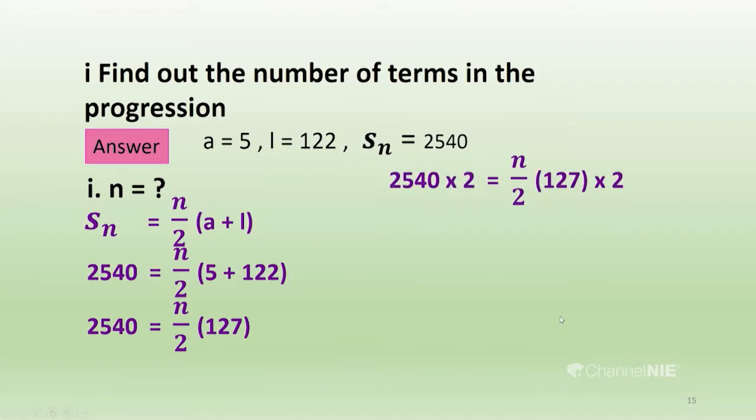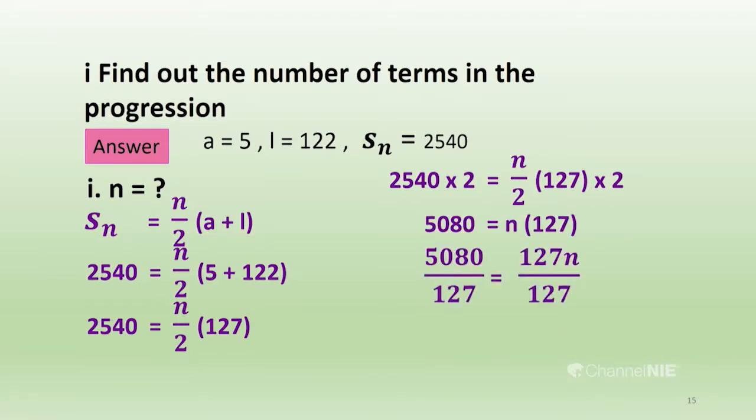Then here, 2540 equals n over 2 times 127. Then we have to simplify that denominator too. How do we simplify it? By multiplying both sides, right and left, by 2 to remove that 2. Then we get 5080 equals n times 127. Like that we can find n.